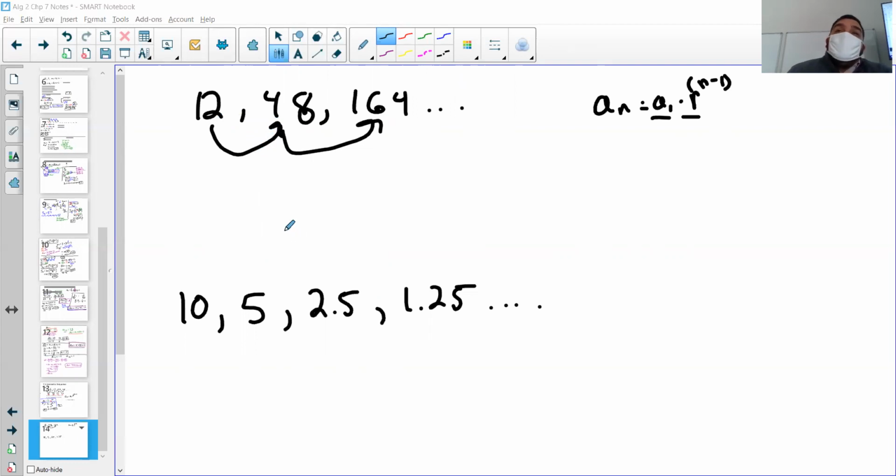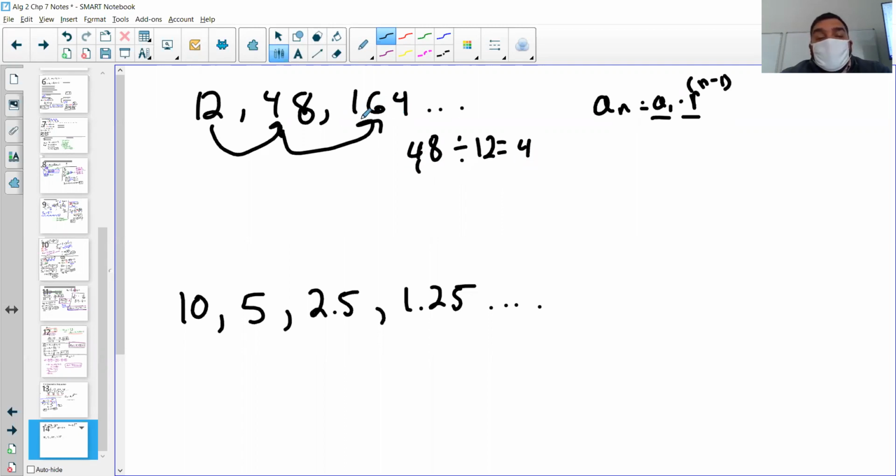Well, first off, you know it's geometric, right? Now, if it's not simple math to you, this is something you could always do. What you can do is just divide the term after it versus the term before it. So 48 divided by 12 gives you 4.